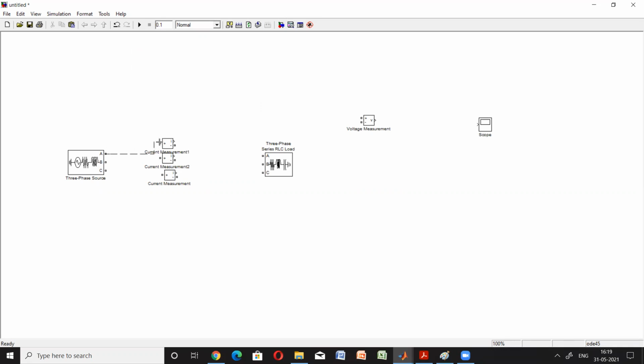A goes to this input of the ammeter, B to this input of the next ammeter, and C to this input of that ammeter, and the outputs will be connected to A, B, and C.